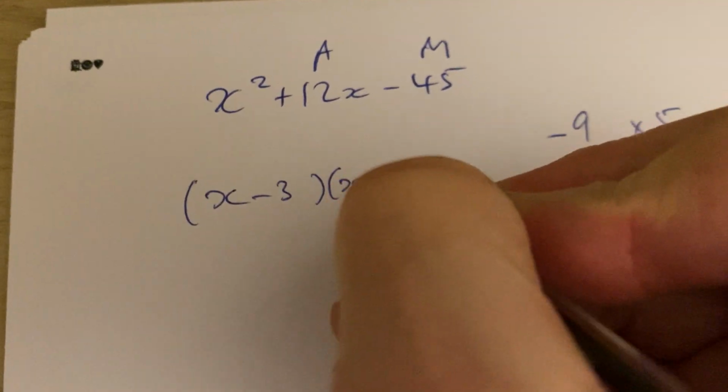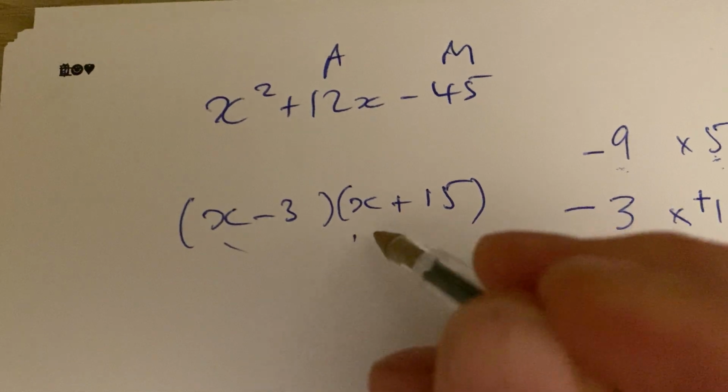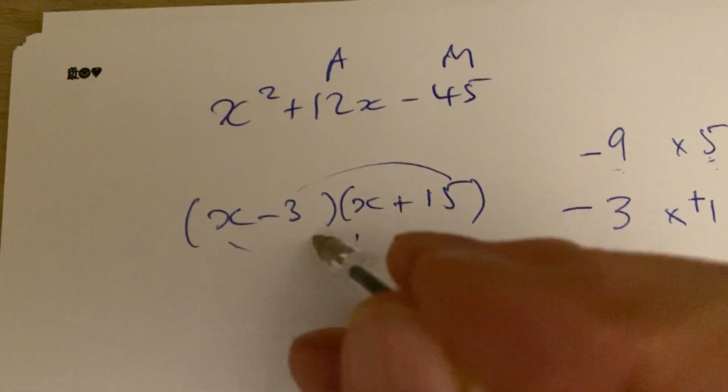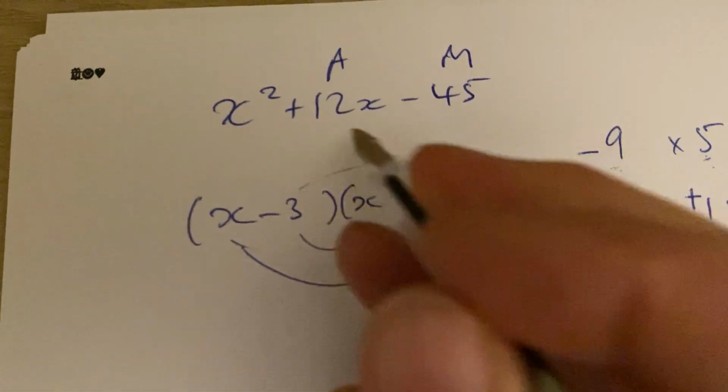x minus 3, x plus 15 there. If I try it out, I get my x squared, I get my minus 45, I get my minus 3x plus my 15x, which makes it 12.